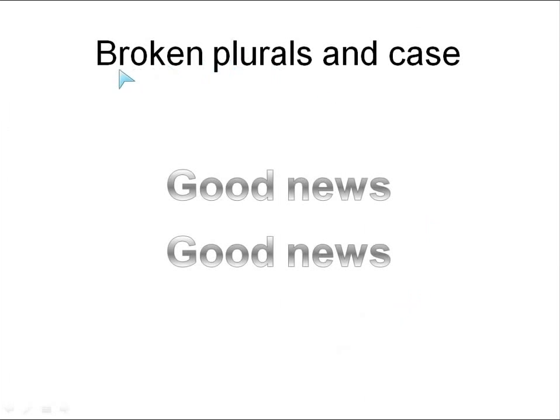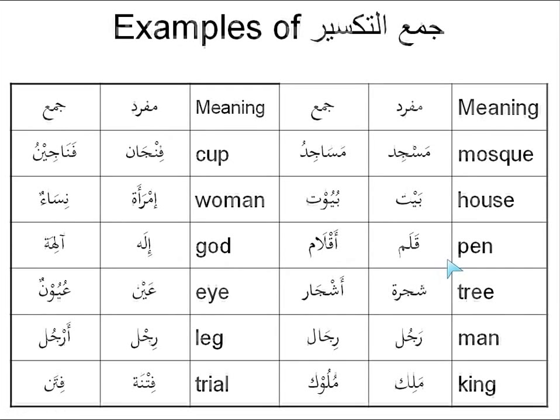So how do these broken plurals, jam'u taksir, display their case or hal when they're marfu, mansub, majroor? Well, it's all good news because we've already covered how broken plurals display their case. They are either munsarif, for example the word buyutun, aqlamun, ashjarun, rijalun, mulukun, or they are mamnu' min as-sarf, for example masajidu and fanajinu. So using our acts table, which we've met in the previous video, our mega acts table, which now has 5 rows, we can immediately tell what the final letter's vowel should be depending on its action in the sentence.